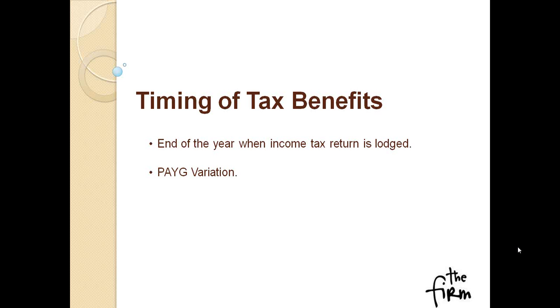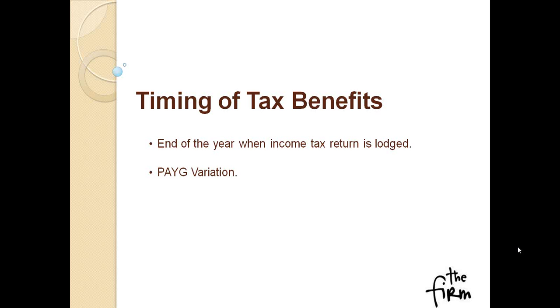If you go down the PAYG variation path, it's best to err on the side of caution when estimating your expenses. A few years ago when interest rates dropped dramatically, a few clients lodged PAYG variations assuming they'd have a much higher interest expense. But when it came time to doing the tax return, the interest was a lot less, meaning the rental loss was less, and the clients had a tax bill.